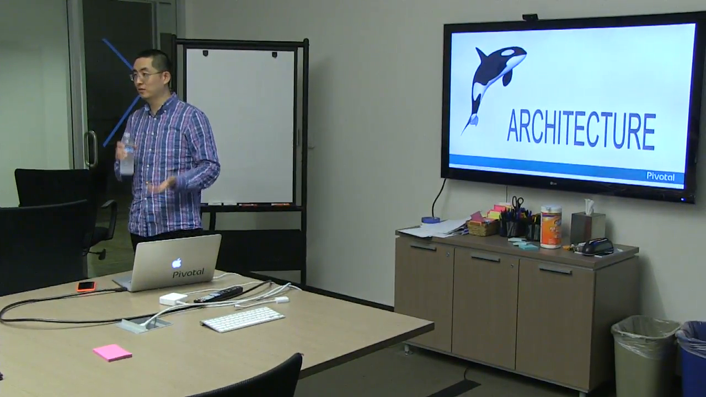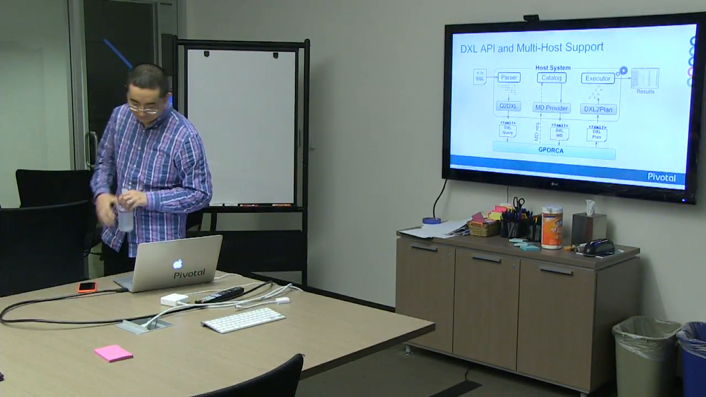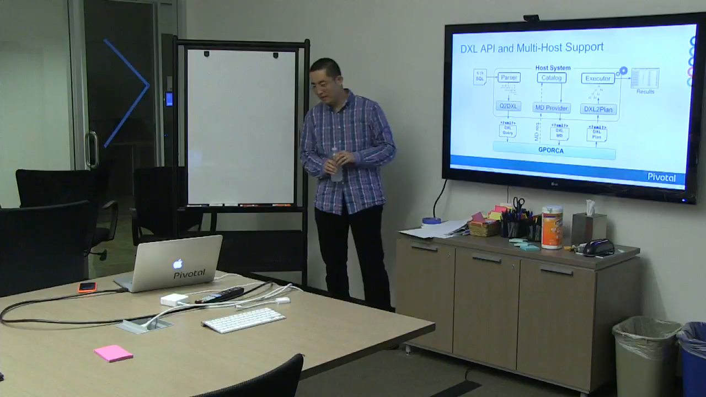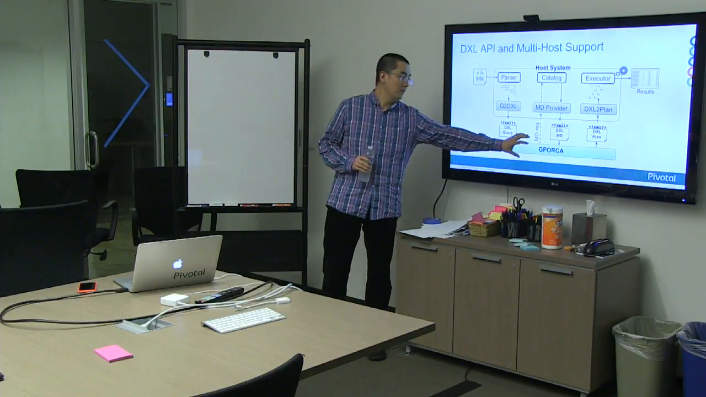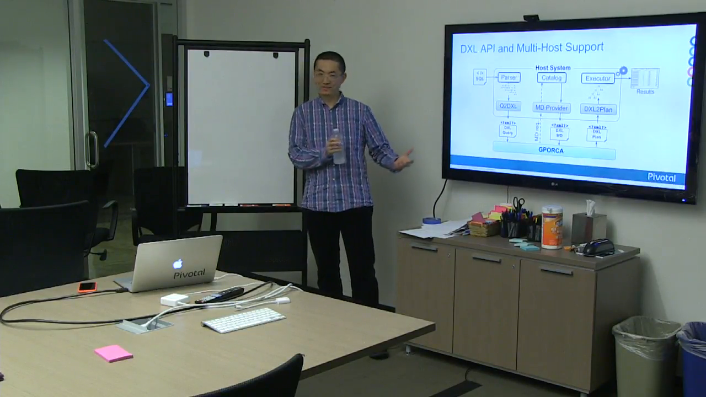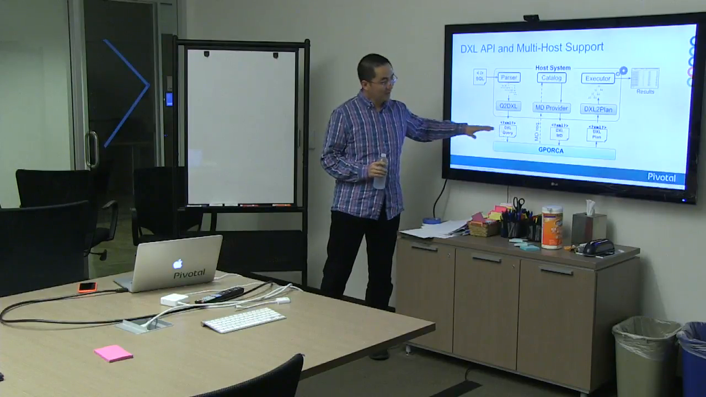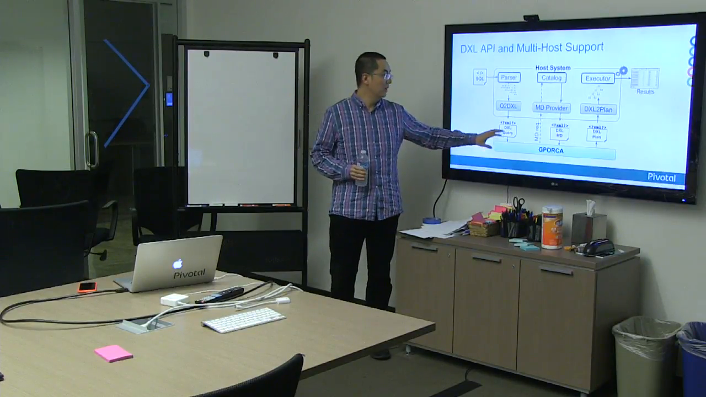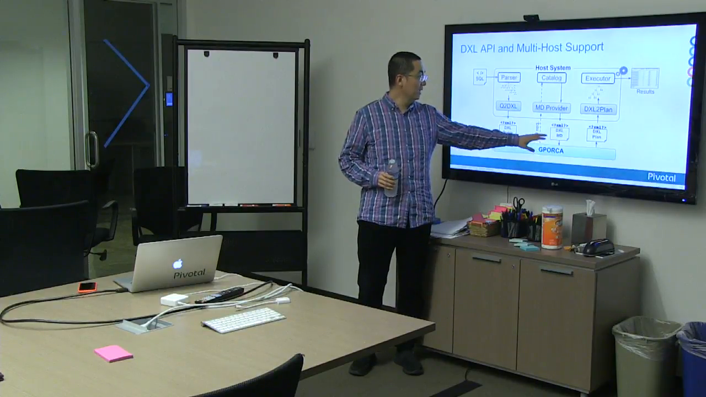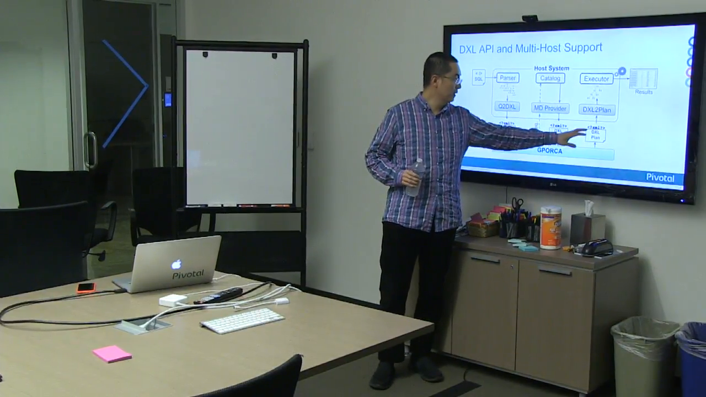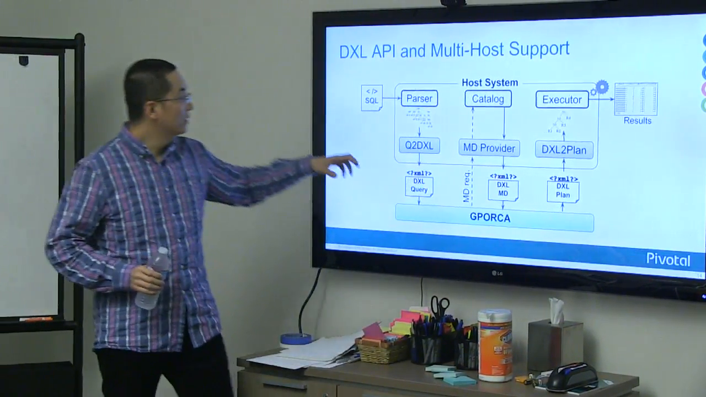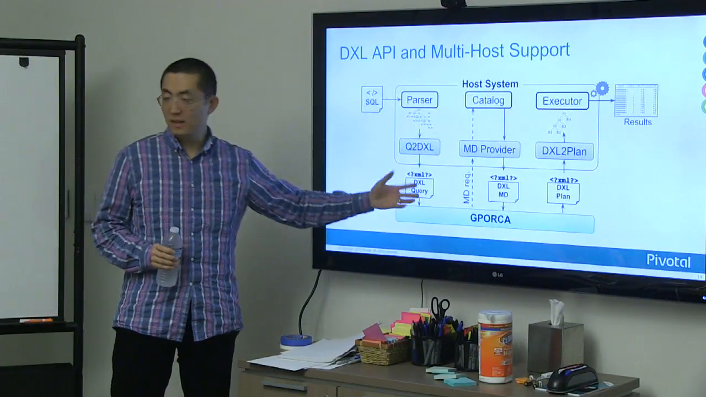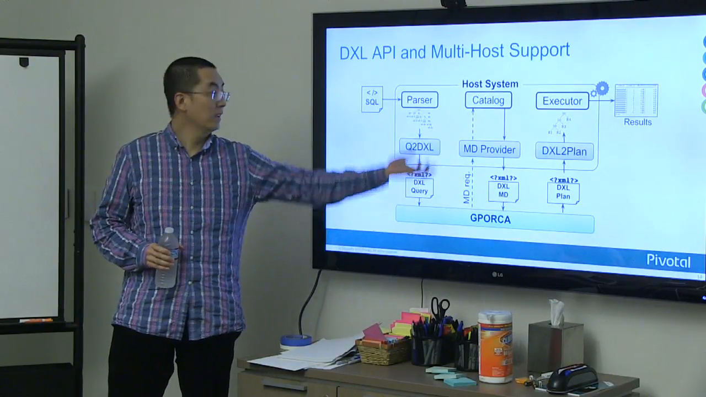Okay, let's take a look at the architecture of GPORCA. At the very beginning, when we designed GPORCA, you can see it is like a standalone library. It's designed to be plugged into any kind of host. And then it defines an XML interface, which we call Data Exchange Language, to describe what I need in order to optimize. So they break down into XML format for the query, XML format for the metadata, including statistics, and XML format for the final plan we generated. So as long as the host can produce and consume the XML format data, then it can interact with GPORCA, let GPORCA optimize the query and execute it.